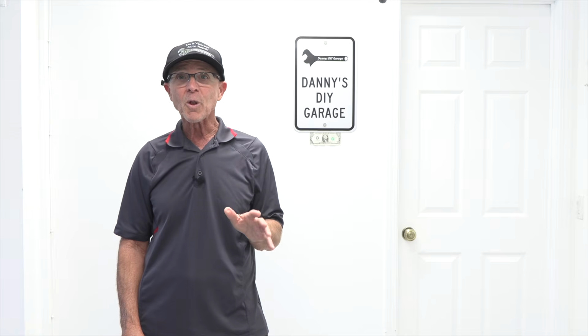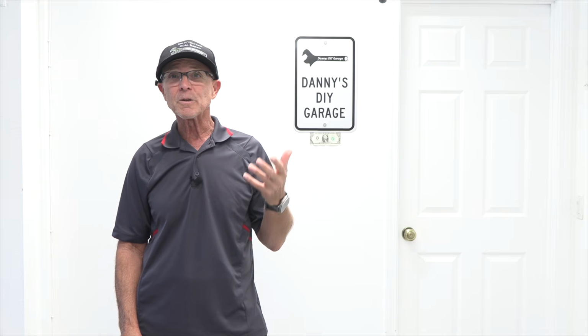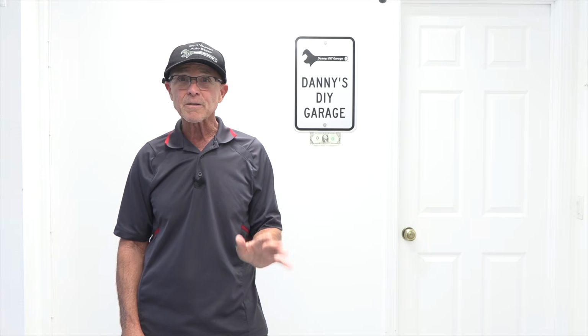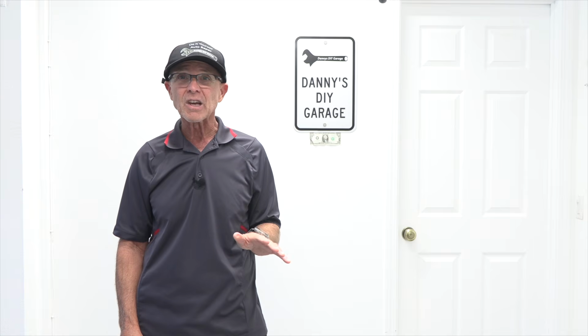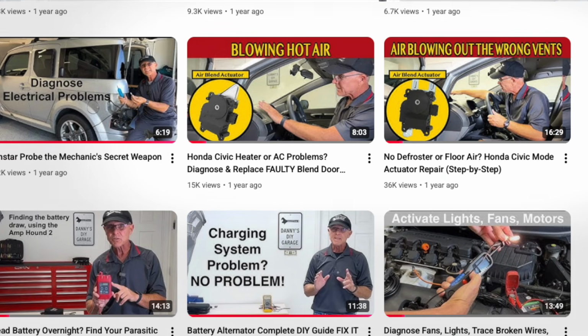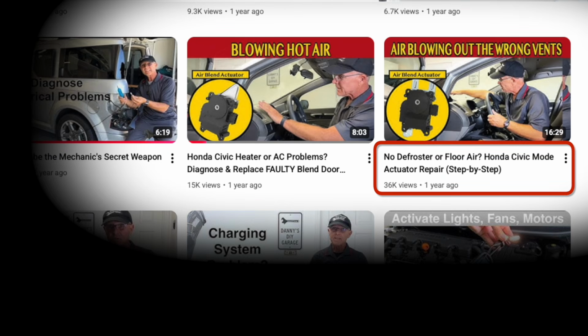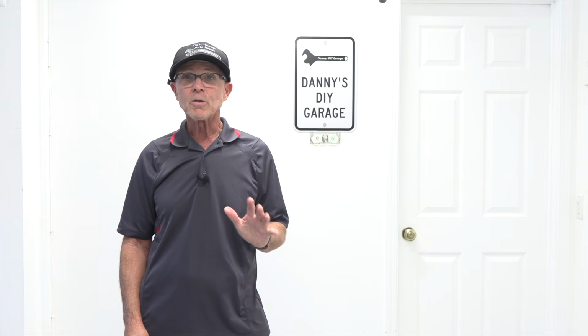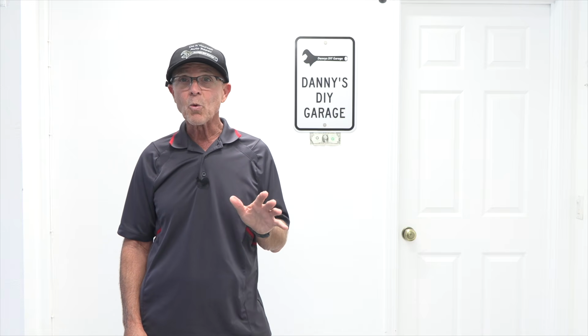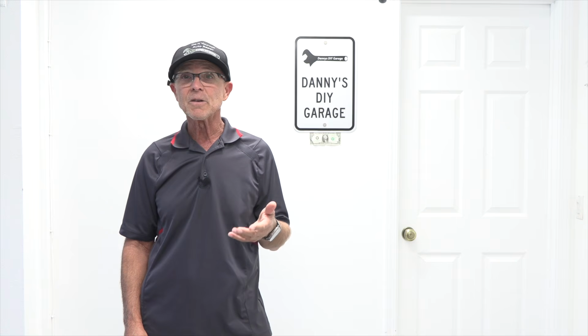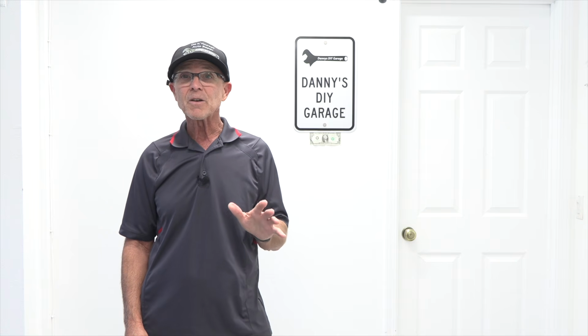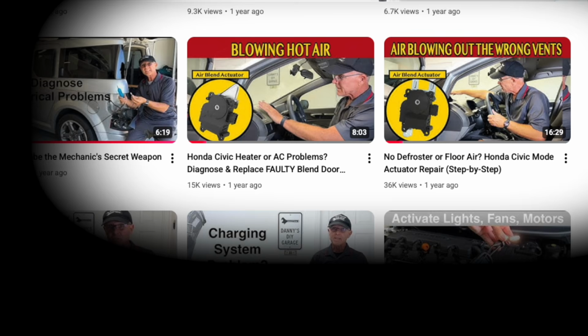If your air doesn't blow out the correct vent, let's say you put it to the windshield and it blows out the floor, or maybe it doesn't change at all, that's going to be a separate video, and I'll put a link to that in the description. Also, if your air conditioner is blowing warm, or maybe your heater is blowing cold air, that could be a stuck actuator, and I'll put a link to that video in the description.